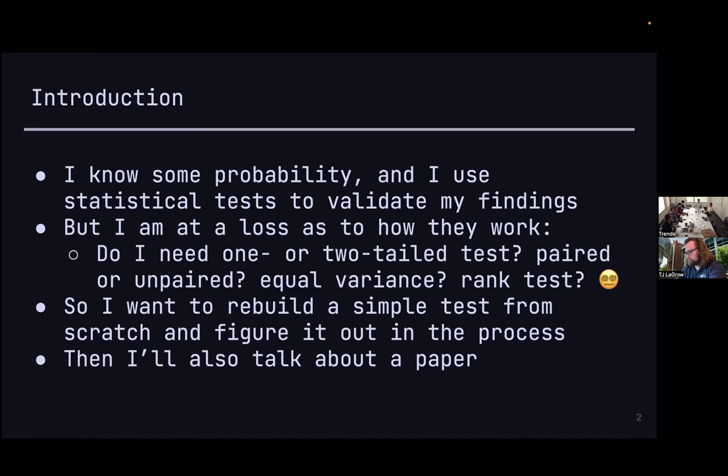There are a lot of variants of them, and it's not clear when you need to apply one or another. There are rank tests, single tail and two tail tests, same variance or different variance tests, and paired and unpaired. It's a huge zoo that is very confusing to me. So I decided to spend some time to figure out how it works and develop a simple permutation test from scratch to figure out the details. After I do that, I will get to the paper that Sergey mentioned. I don't know how much time we're going to have, but let's see how it goes.